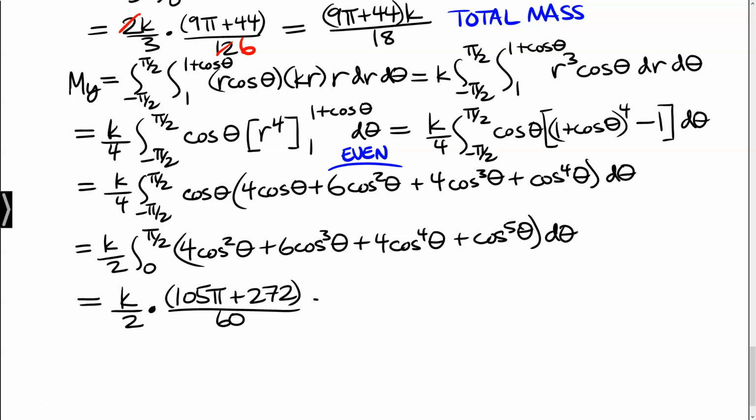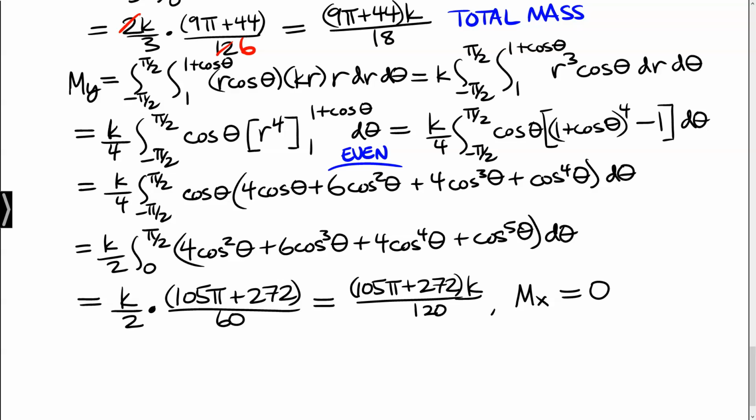All right, so this gives us, there's not a whole lot we can do with this. 105 pi plus 272 k all over 120. All right, now I'm going to claim that m sub x is equal to 0.